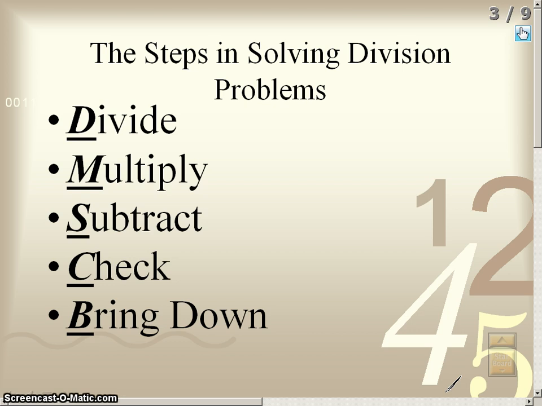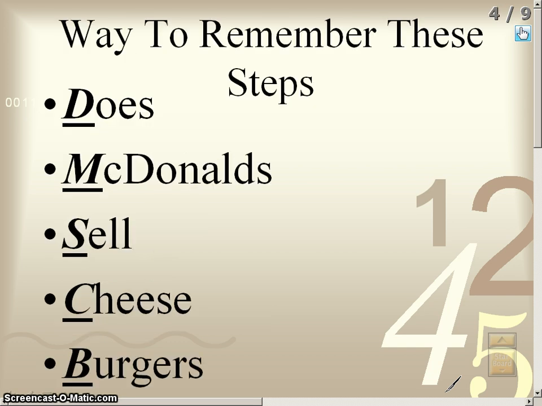There are only 5, and you just keep repeating them until you're finished with your division problem. First of all, you want to divide, then multiply, then subtract, then check, and then bring down. An easy way to remember this is thinking about this little phrase, does McDonald's sell cheeseburgers? D for divide, M for multiply, S for subtract, C for check, and B for bring down. So DMSCB, divide, multiply, subtract, check, bring down. That's an easy way to remember those key steps.